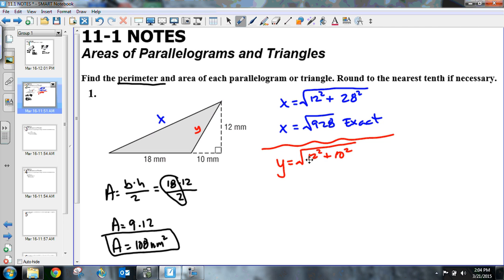Now this one you might be able to do in your head, but you end up getting that y is equal to the square root of 144 plus 100, which gives me 244. Okay, and this is an exact measurement. All right, we'll deal with that later.